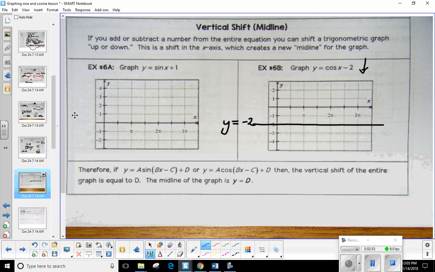Let me walk you through this process. I want to graph cosine of x minus 2. So let's start with the parent. Where does cosine begin? Always a maximum. So 1. Then we have 0, minimum, 0, and then a maximum. So then we have that curvy V. It looks just like this. Let me put a few more points on here.